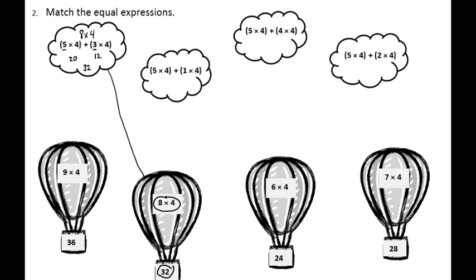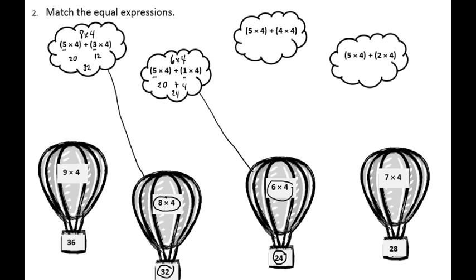The next one I have 5 times 4 and 1 times 4, which is the same as 6 times 4. I take 20 plus 4 and I get 24. Match that to this balloon. Again, 6 times 4 for a product of 24.